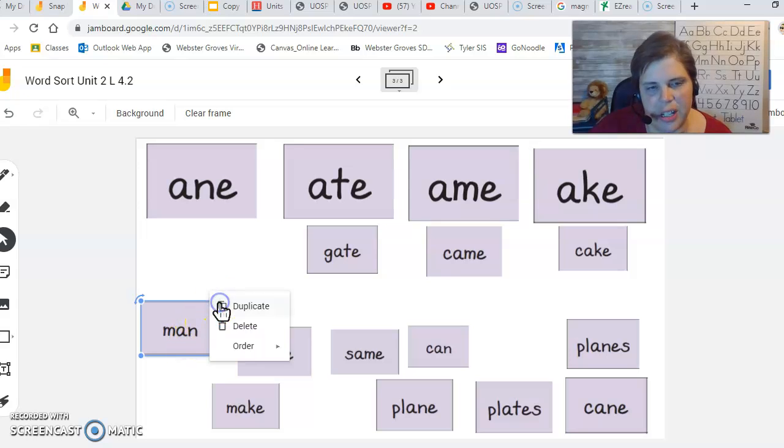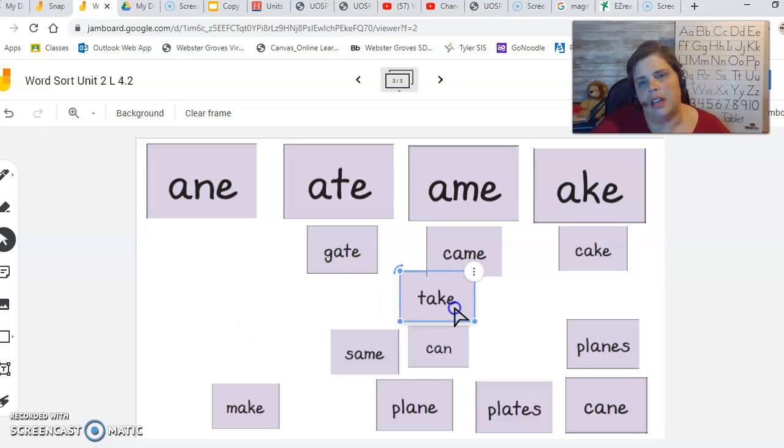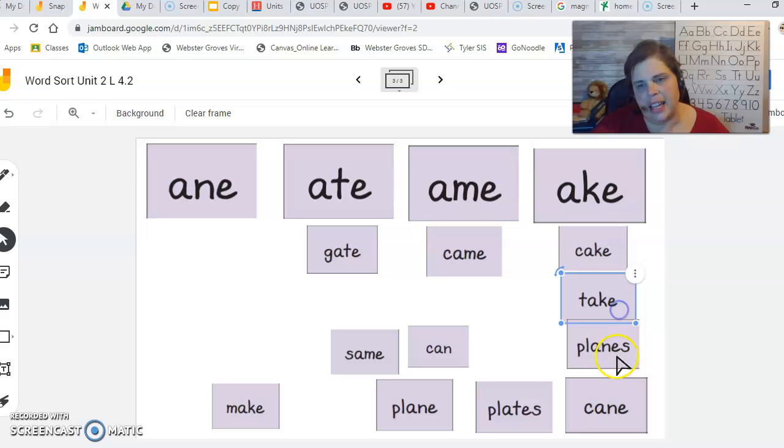Guys, Rashid put in a trickster. Let's get rid of that. All right, how about this one? Take. Where does that go? Yep. Goes over here under the ache column.